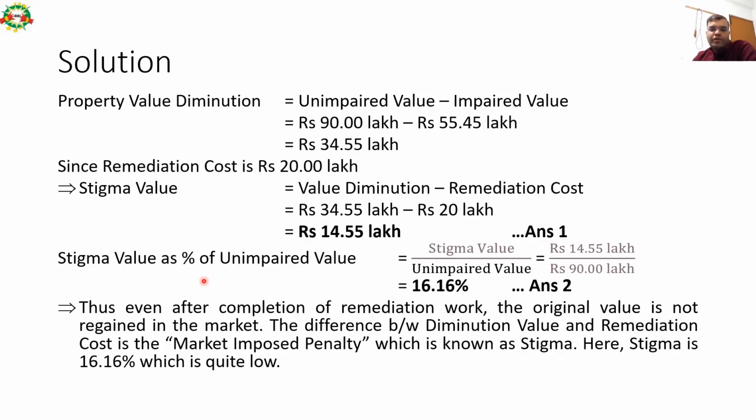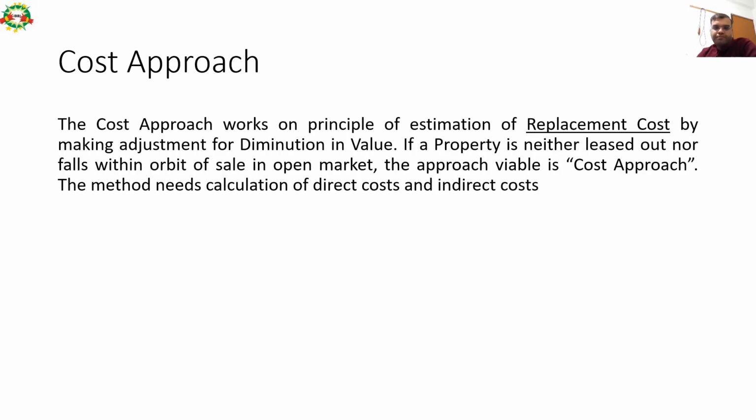And then stigma value as a percentage of unimpaired value. So it is equal to stigma value divided by unimpaired value. Both figures are given: 90 lakh is given and 14.55 lakh we have calculated here. So that is 16.16%. This is answer number 2. Thus, even after completion of remediation work, the original value is not regained in the market. The difference between diminution value and remediation cost is the market-imposed penalty, which is also known as stigma. Here stigma is 16.16%, which is quite low.